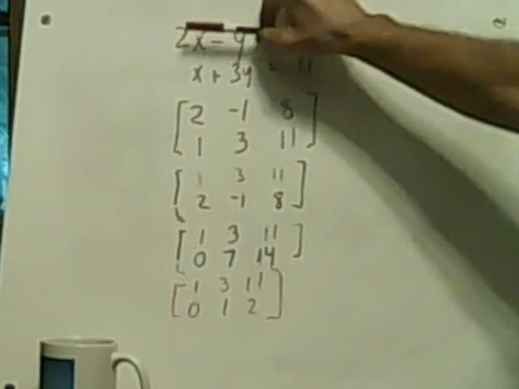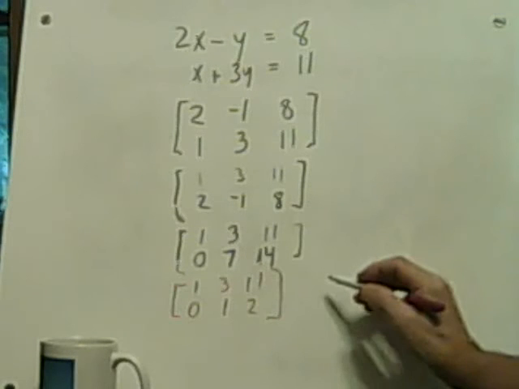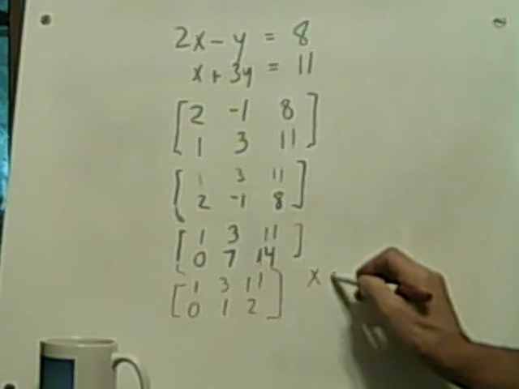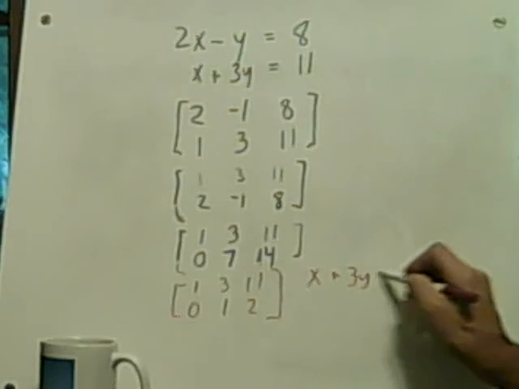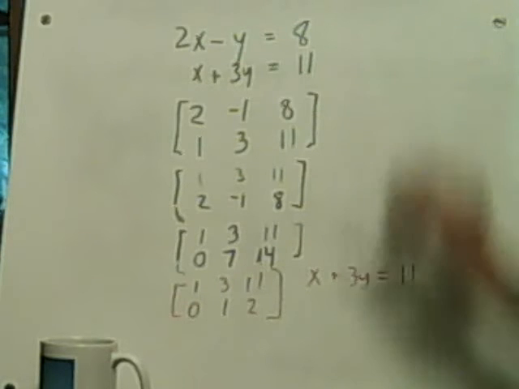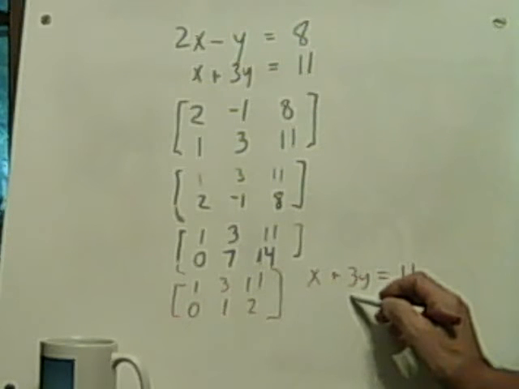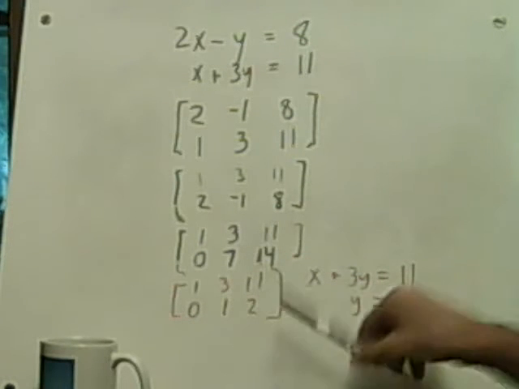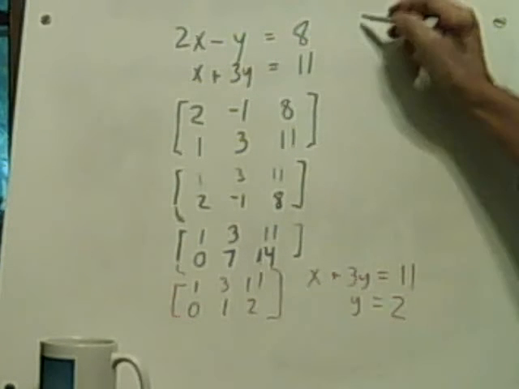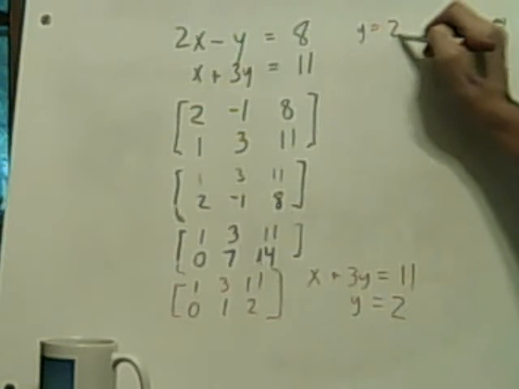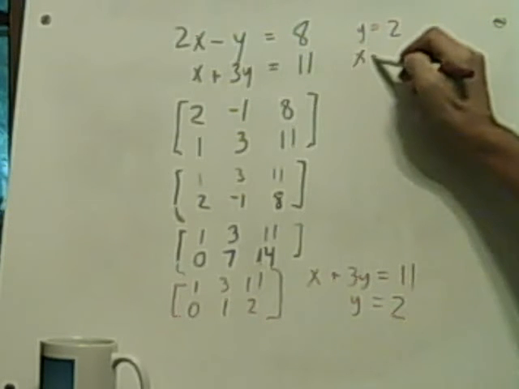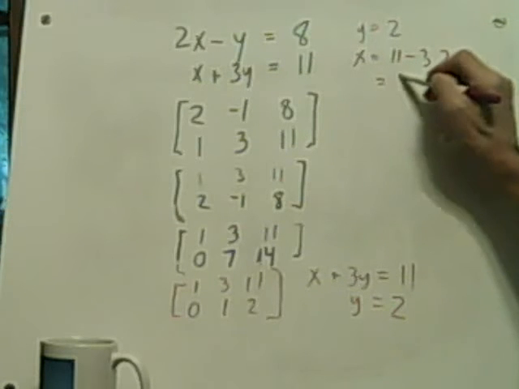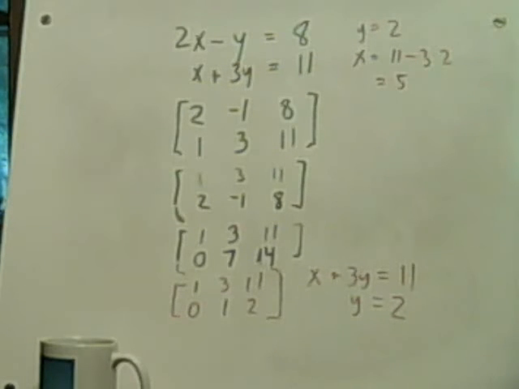done those exact same operations on this set of two equations. I would have ended up with a set of equations that said x plus 3y equals 11. Of course, that's exactly the same as this equation. And I have this other equation which says y equals 2. Okay, that's exactly what this says. Now that means in my final solution that y certainly is equal to 2. And x is equal to 11 minus 3 times 2, or 5. So that's the solution to this.